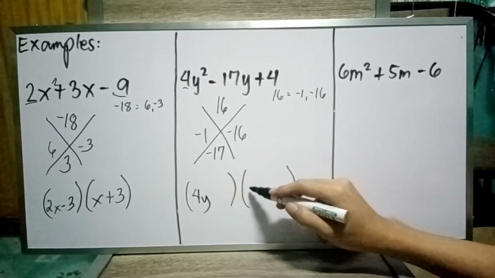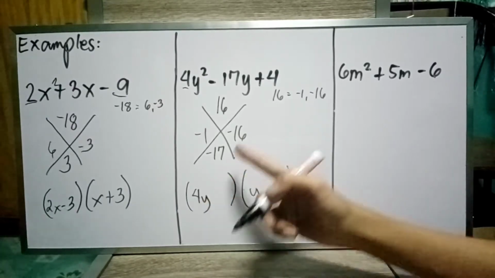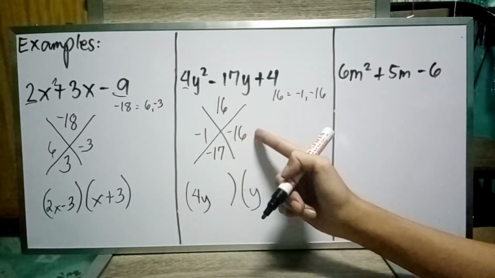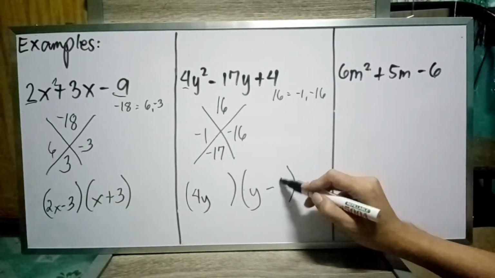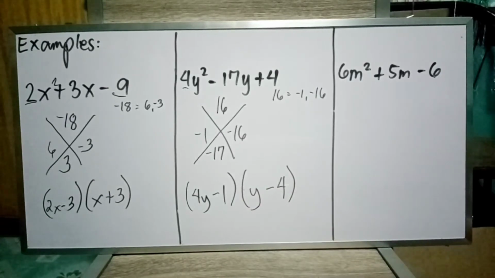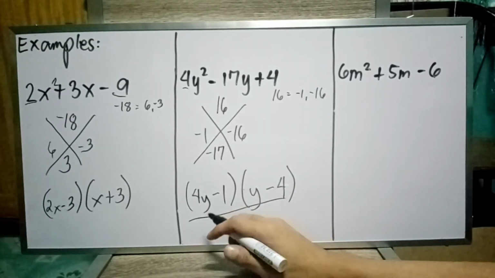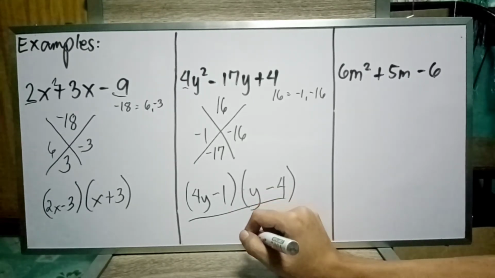4y and then y. Which one can be divided into 4? This one. So negative 16 divided by 4, that is negative 4. You just put negative 4 here and negative 1 here. Get it? So answer is 4y minus 1 quantity multiplied by y minus 4.